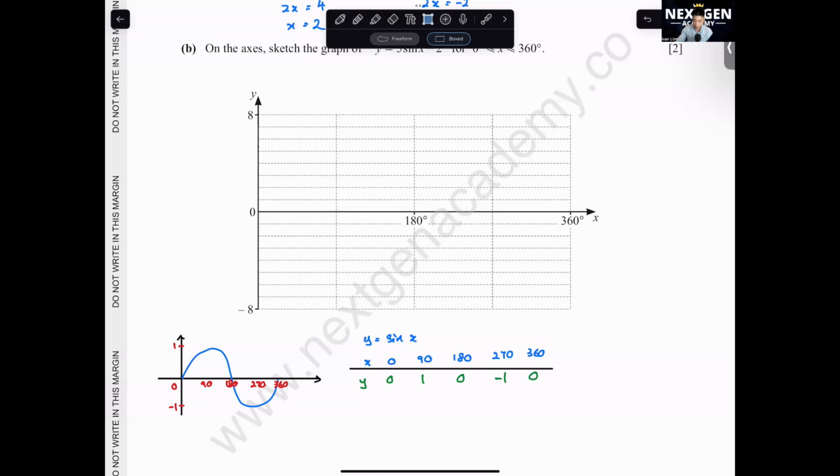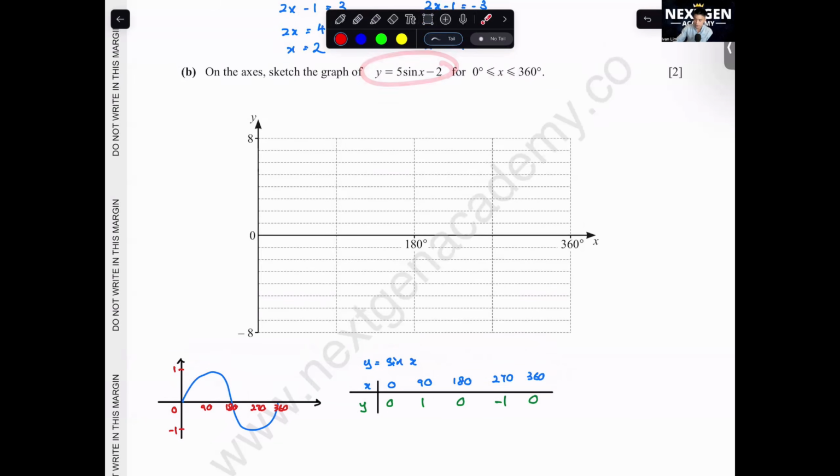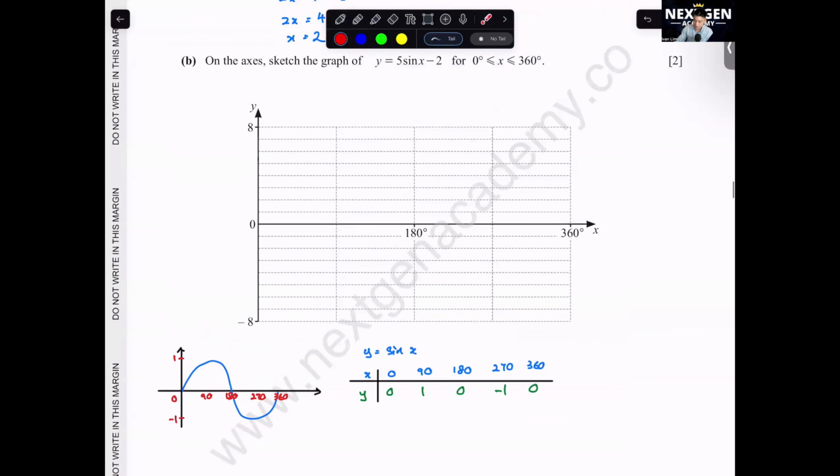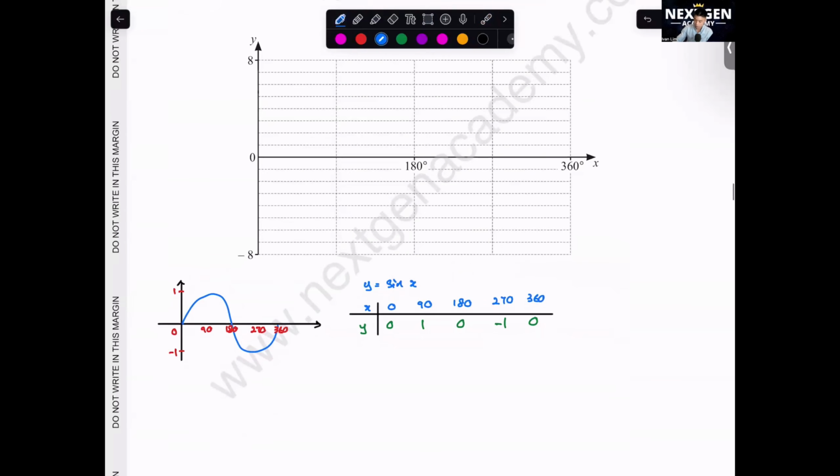Okay, this one, the most basic thing that you all need to know. Now, how do we convert it into y equals 5 sine x minus 2? We know that the sine x value for 0 is 0, and for 90 is 1. All we need to do right now is replace all the sine x values with these values. This is the calculation that I will do.